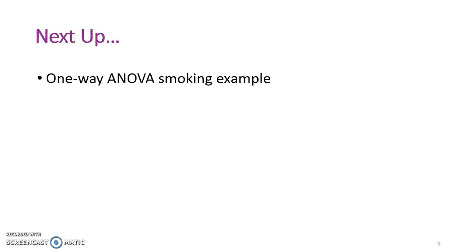Okay, so next up, we've introduced the smoking example in these slides, and we've covered some of the general bases of what we're going to look at with our analysis of variance test. And so in the next set of slides, we will apply that to our one-way ANOVA smoking example.